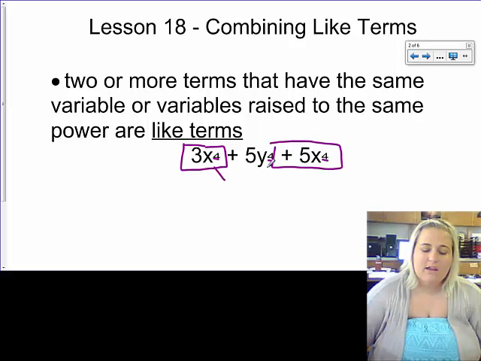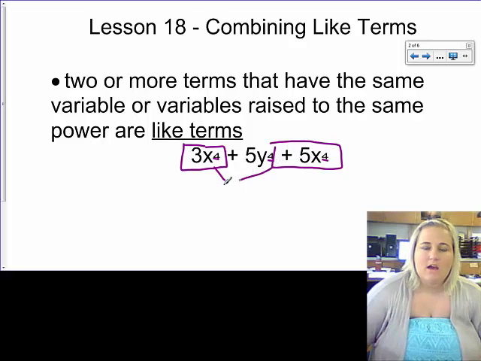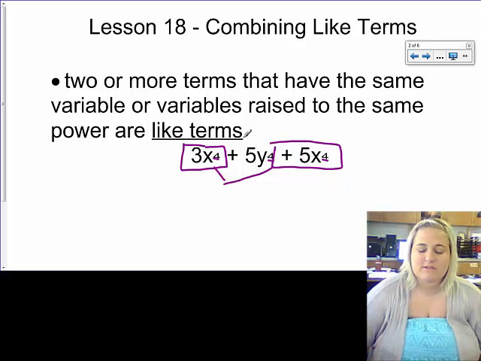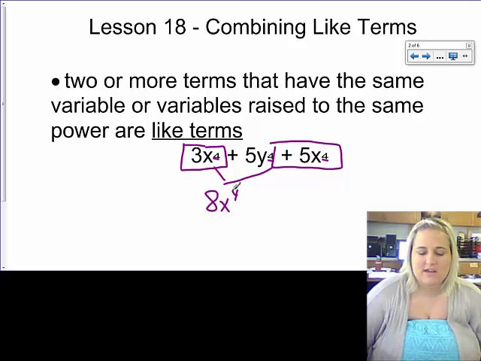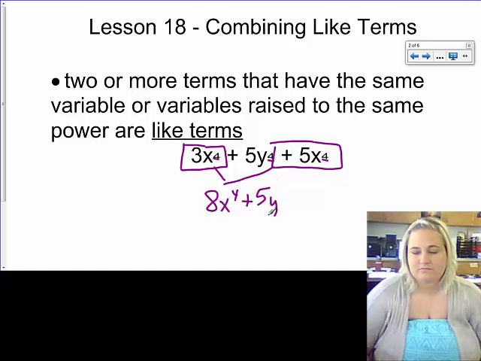So on this, whenever we are adding like terms, we can always remember that we are just adding the coefficients. So I have 3x to the fourth plus 5x to the fourth. That would give me 8x to the fourth. My x to the fourth in this case is kind of like a label. It's not going to change. It's going to stay the same. And then I bring down whatever I have left.